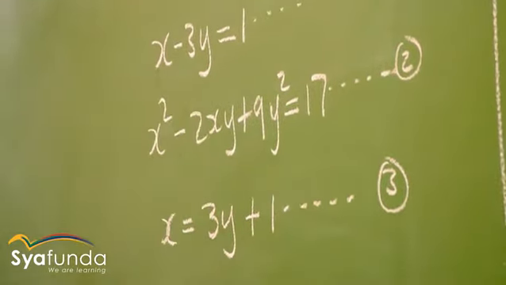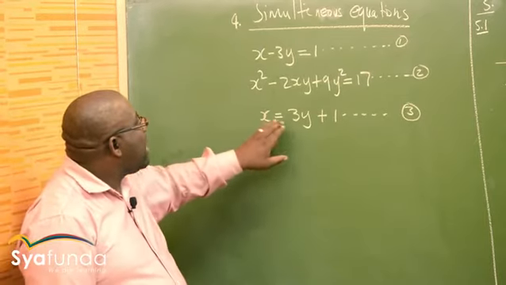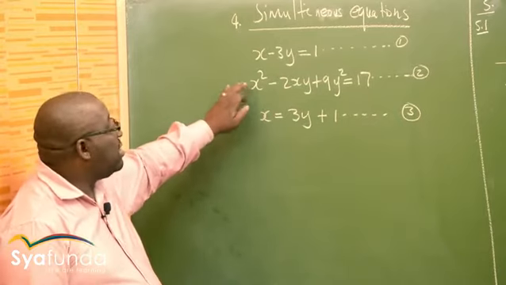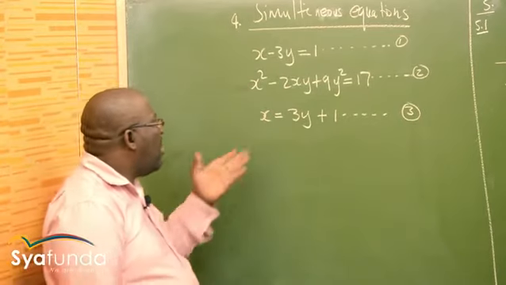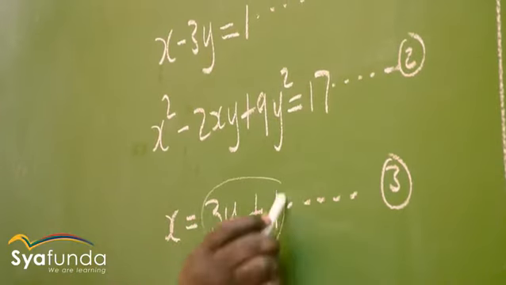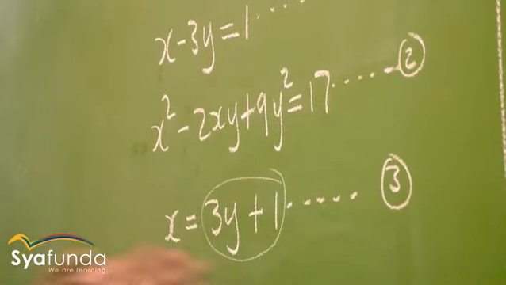So in other words, we've already used equation 1, but we have not done anything to equation 2. So the next thing to do is to take this equation 3 and substitute it into the equation that we have not touched at the moment. In this case, it is equation 2. What is this saying to me? Whenever I see x, I've got to push this, 3y plus 1, because this is the same as that.